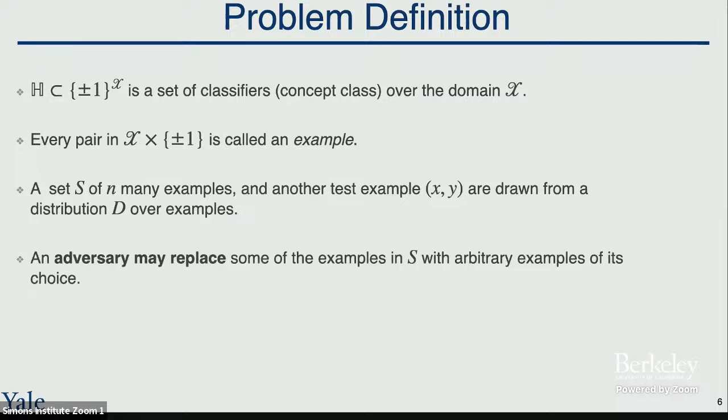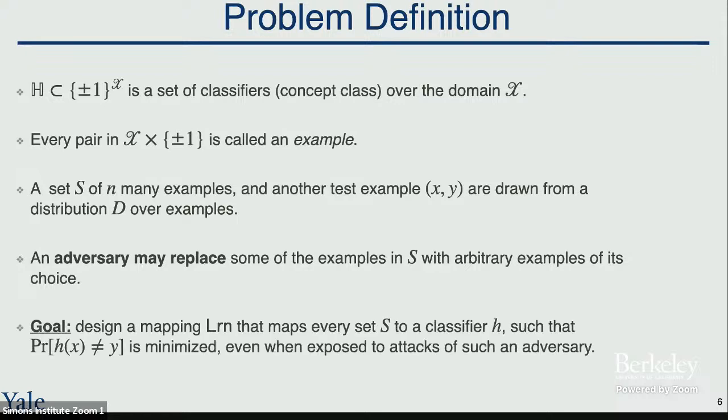An adversary may replace some of the examples in S with arbitrary examples of its choice. And the goal of the learner is to design a mapping that maps every set S to a classifier H, such that the probability of error is minimal, even when it is exposed to malicious, poisonous data points. Right? So that's the goal.